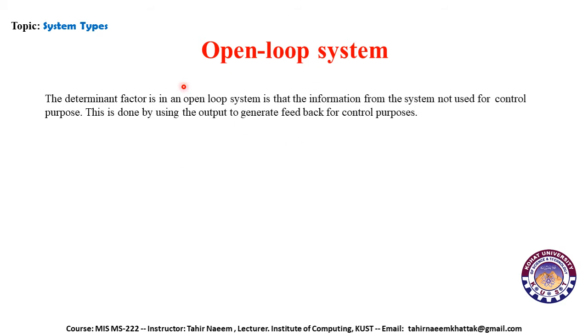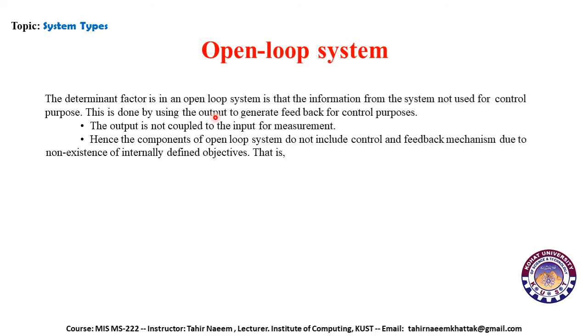The determinant factor in an open loop system is that the information from the system is not used for control purposes. The output is not used to generate feedback for the control process. So the output is not coupled or combined to input for measurement, and the components of an open loop system do not include control and feedback mechanisms due to the non-existence of internally defined objectives.